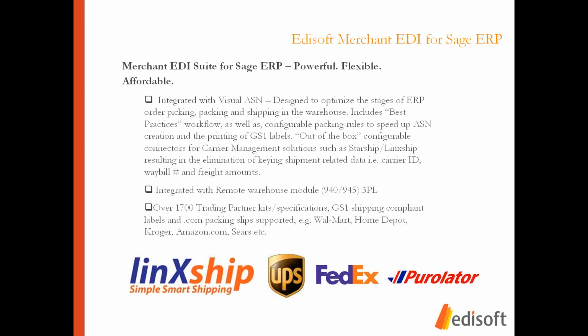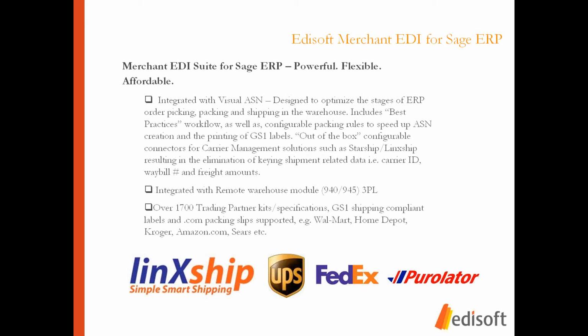The ASN module includes best practices as a workflow and has configurable packing rules to speed up ASN creation and the printing of GS1 labels out of the box. In addition, there are out-of-the-box connectors for carrier management solutions, such as Starship and LinkShip, which would result in the elimination of having to key shipment-related data, such as carrier ID, waybill number, and freight amounts.